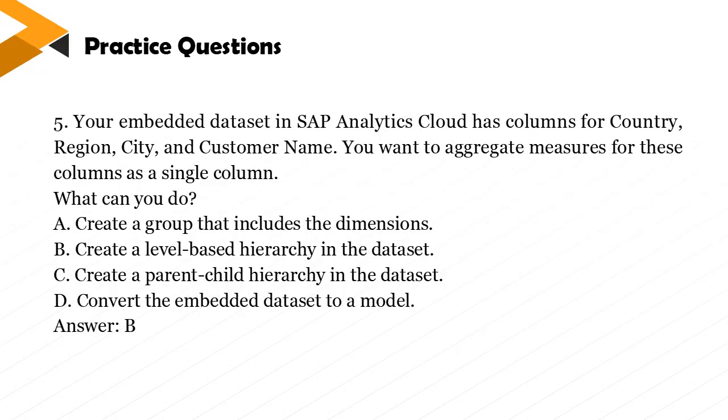5. Your embedded dataset in SAP Analytics Cloud has columns for country, region, city, and customer name. You want to aggregate measures for these columns as a single column. What can you do? A. Create a group that includes the dimensions. B. Create a level-based hierarchy in the dataset. C. Create a parent-child hierarchy in the dataset. D. Convert the embedded dataset to a model. Answer: B.